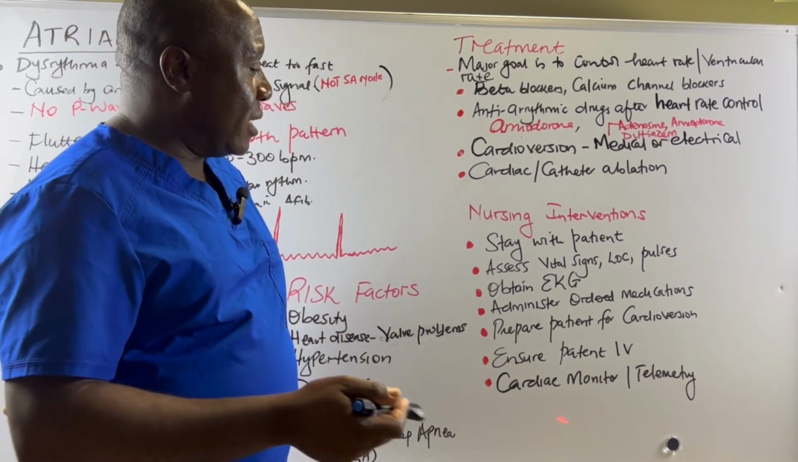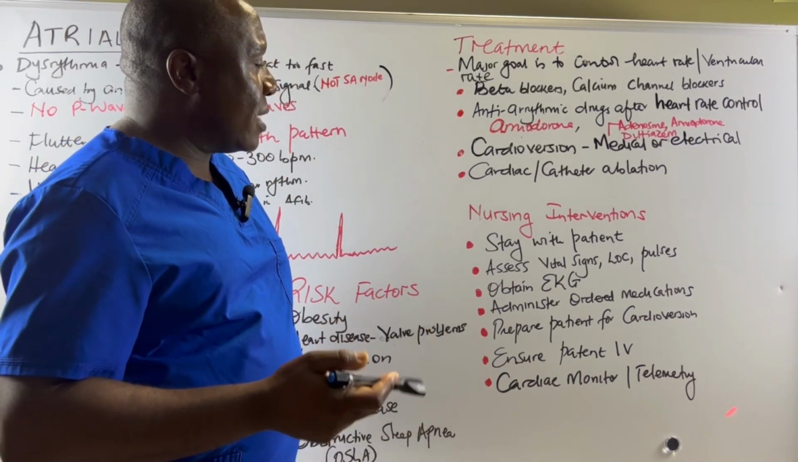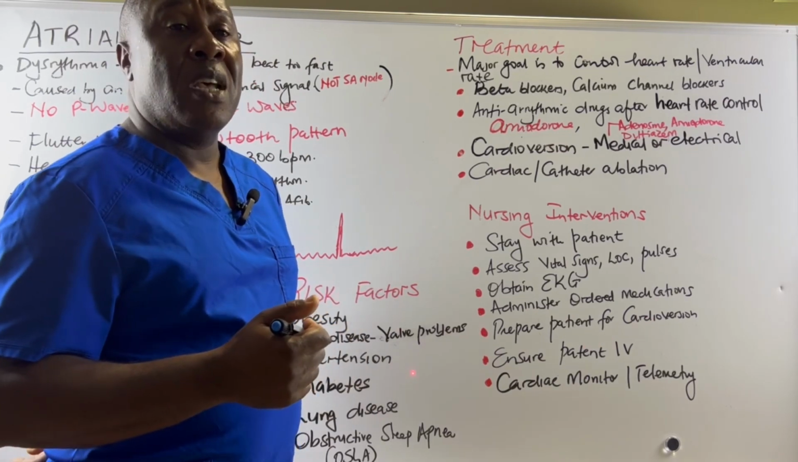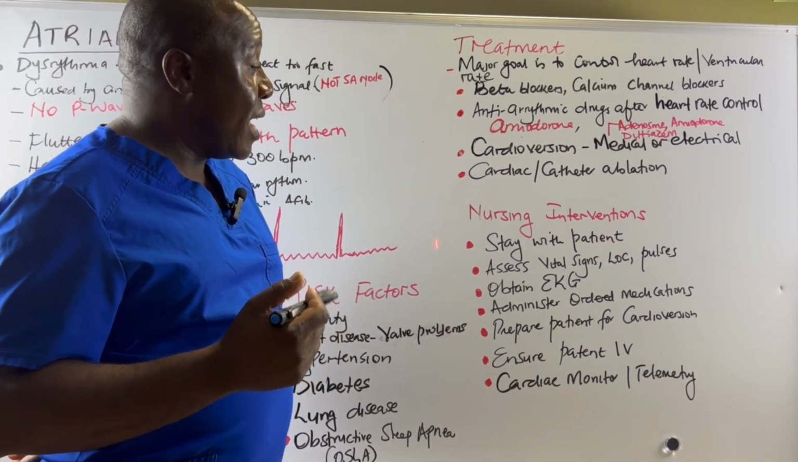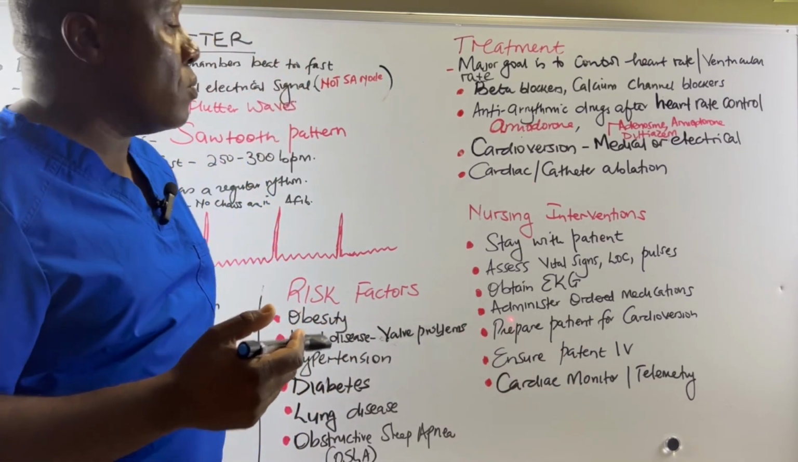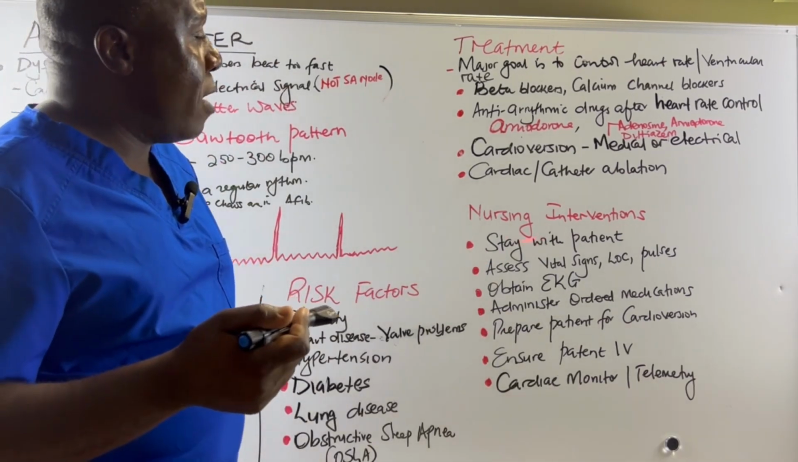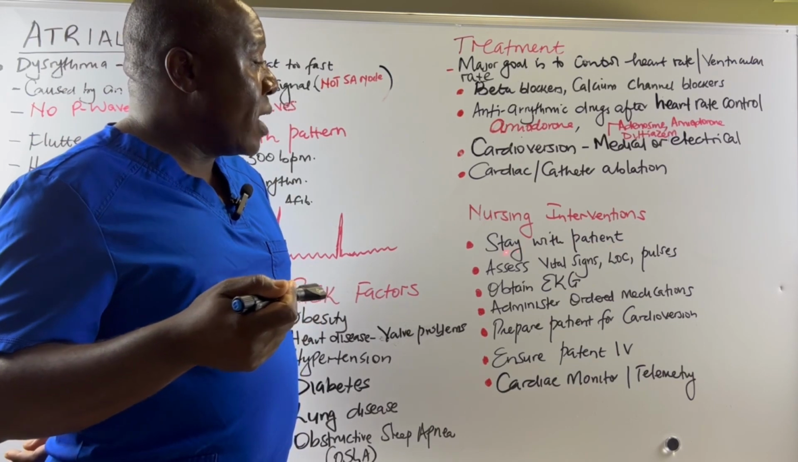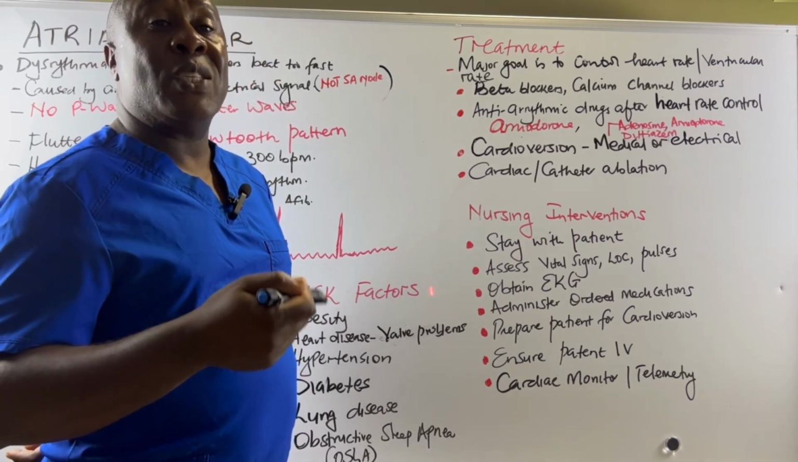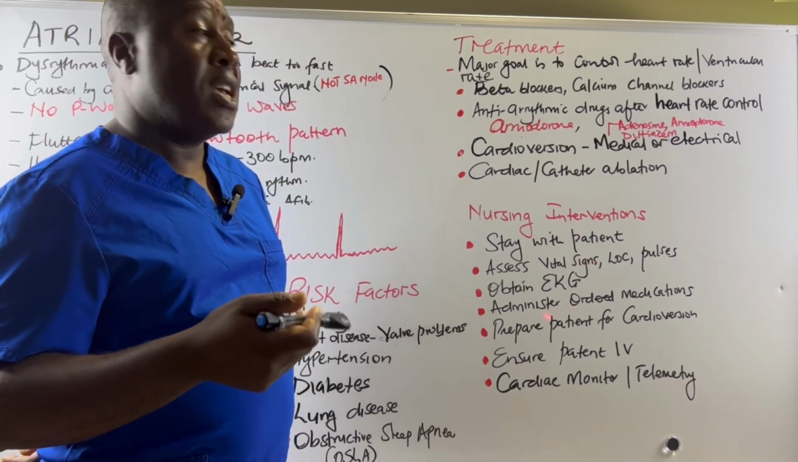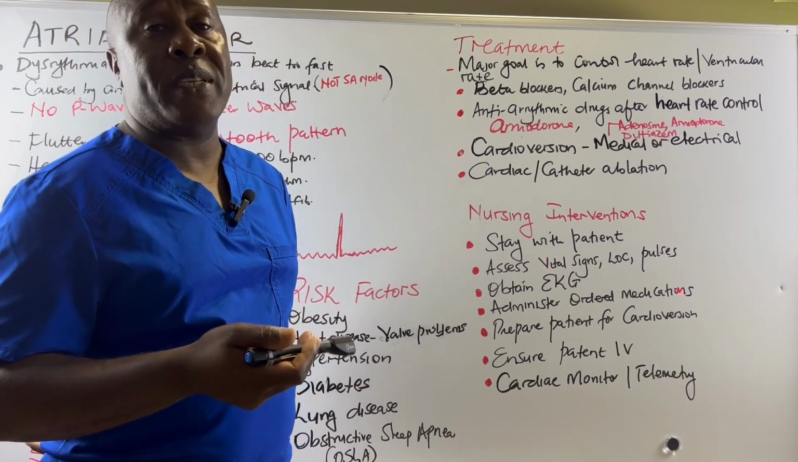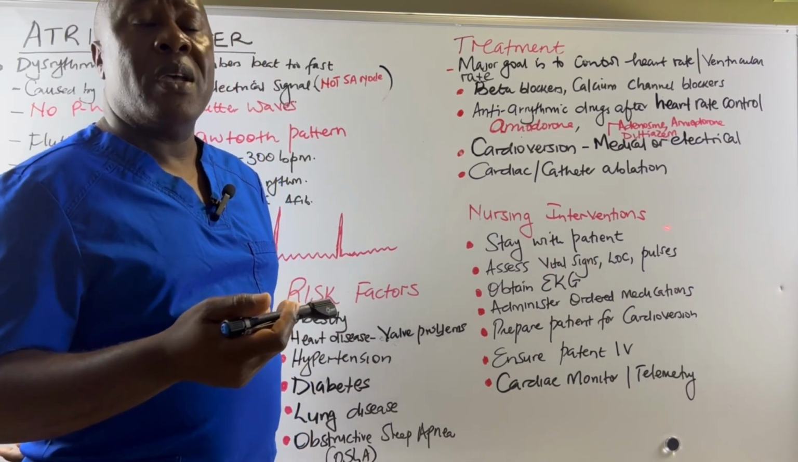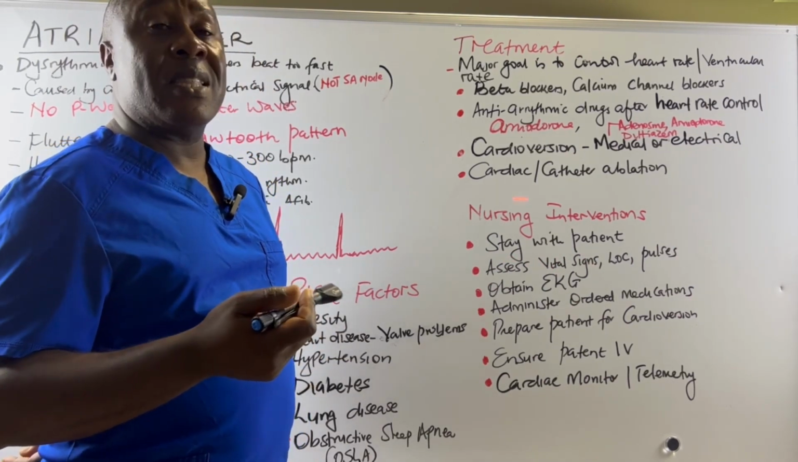So what are the nursing interventions? As a nurse, when you are caring for patients with atrial flutter, or when they are having the atrial flutter rhythm, what do you do? One, you have to stay with this patient as you assess them. And what do we assess? We are assessing the vital signs of this patient. We are assessing their heart rate. We are assessing their blood pressure.